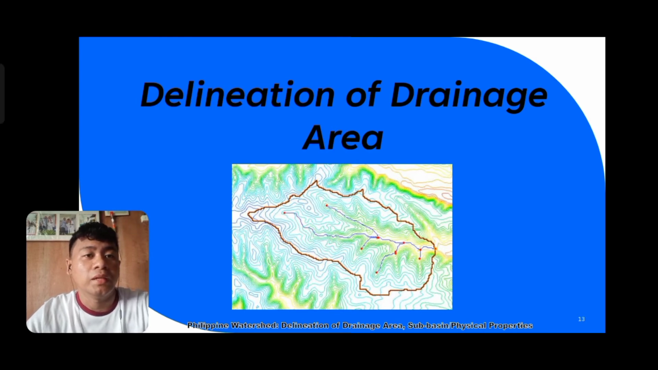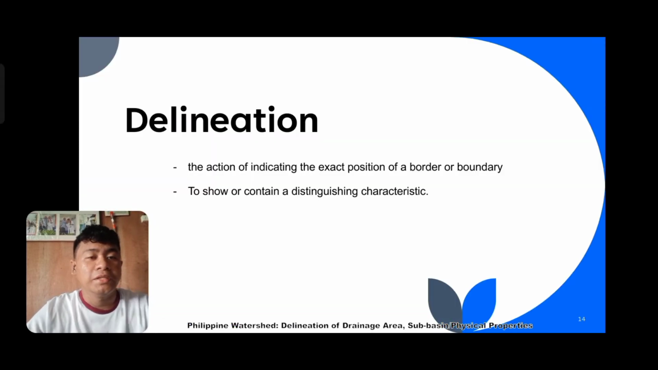So, what is delineation? Delineation is the action of indicating the exact position of a border or boundary to show or contain as distinguishing characteristics. So meaning, to picture or identify the exact position of a border or of the watershed.